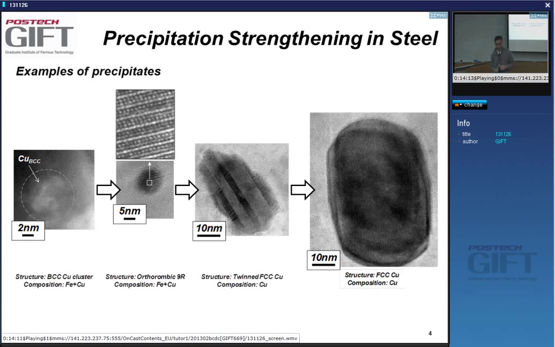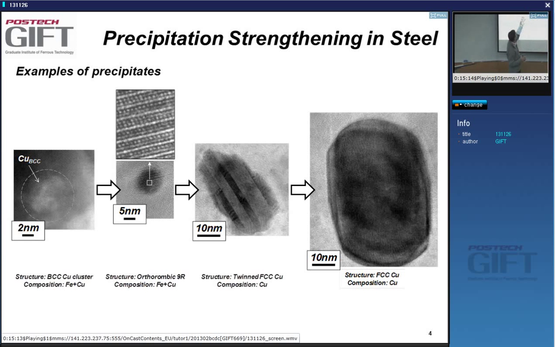And obviously, that's not the natural state of copper. It will evolve to pure FCC copper particles, but it will do this in steps. In steps where you make a special crystal structure, which is called 9R, which is orthorhombic, which is still an iron copper alloy. You can see the lattice up here in a high-resolution TEM lattice image, which is a magnification of this small particle, about 5 nanometers at this stage. So it has grown from a tiny cluster to a larger particle.